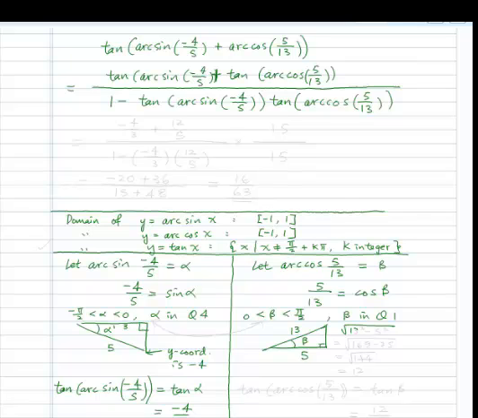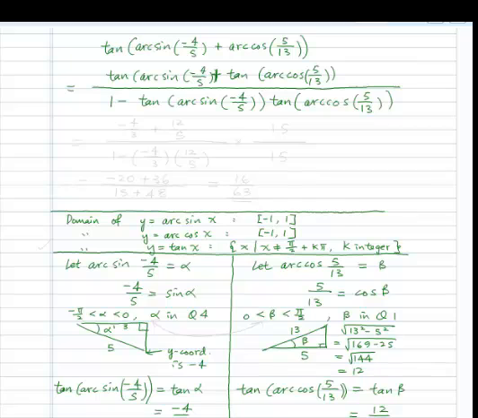Using Pythagorean theorem, 13 squared minus 5 squared, and then we take the square root of the difference, which is the same as square root of 169 minus 25. That equals square root of 144, which is 12. Thus, tangent of arccosine of 5/13 is the same as tangent of beta, which is the same as 12/5.